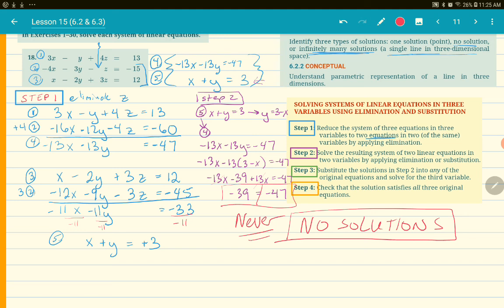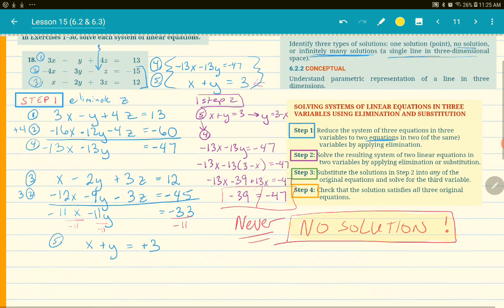Let's see. I guess that's it for that one. So I just say no solution. So if you get something false, two constants that do not equal each other, something that's never ever true, then you can say there's no solution.